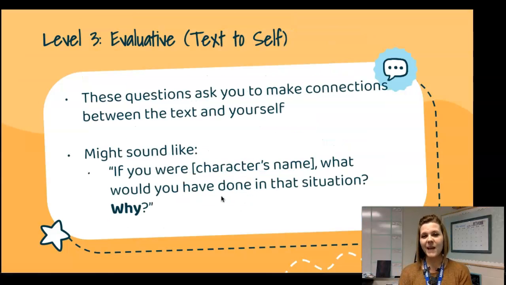So the first type of evaluative question is text to self. These questions ask you to make connections between the text that you're reading and your own personal experiences. So it might sound something like, if you were the character's name, what would you have done in that situation? Why? Again, it's making a comparison between the story you're reading and what you would do in your own personal life.